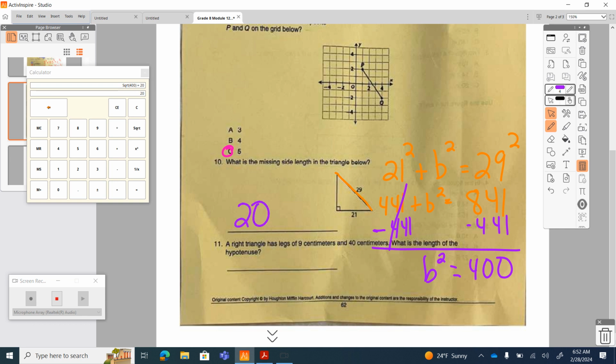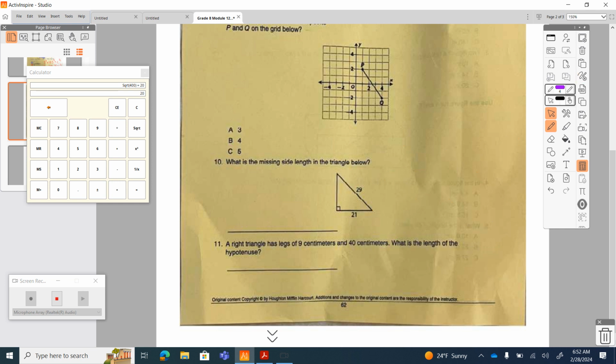Another problem. We're doing these same things over and over and over again, lots of different ways. Now they're giving you a triangle. You can draw it, a right triangle. Has legs of 9 centimeters and 40 centimeters. What is the length of the hypotenuse? So here's what most of you are probably going to do.